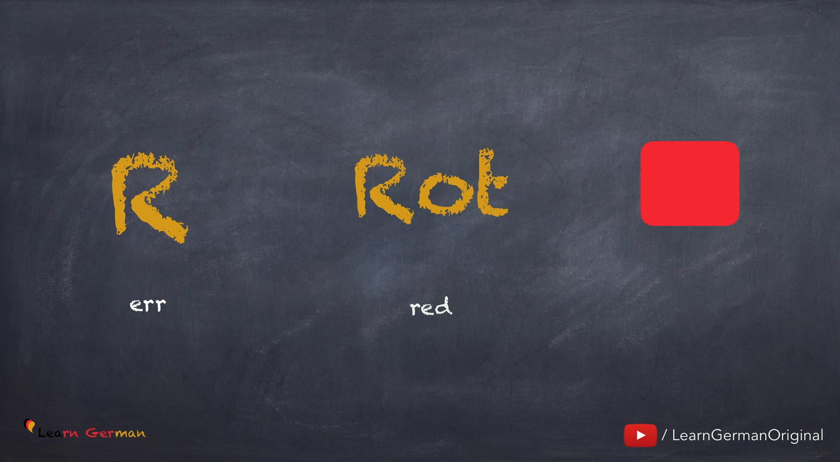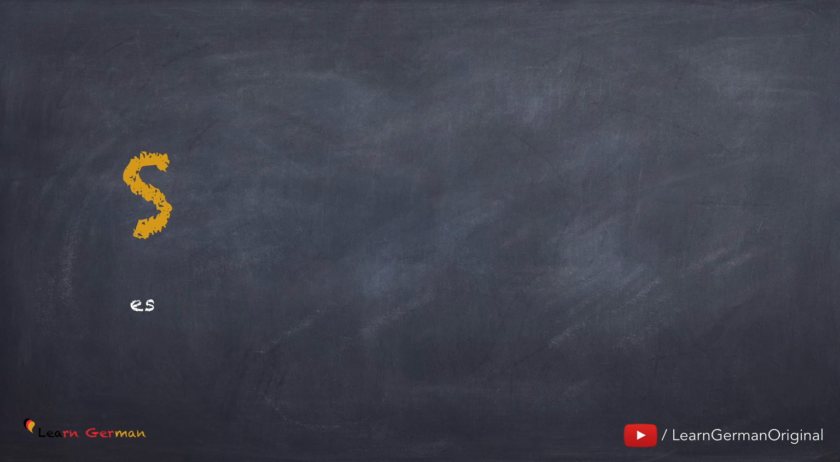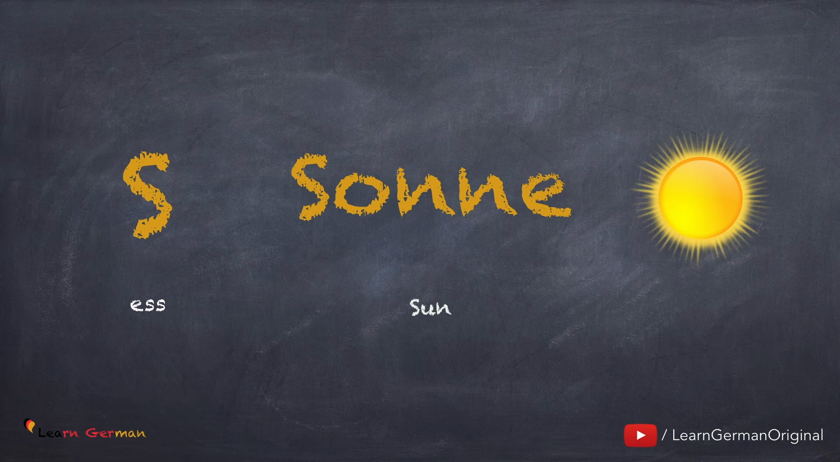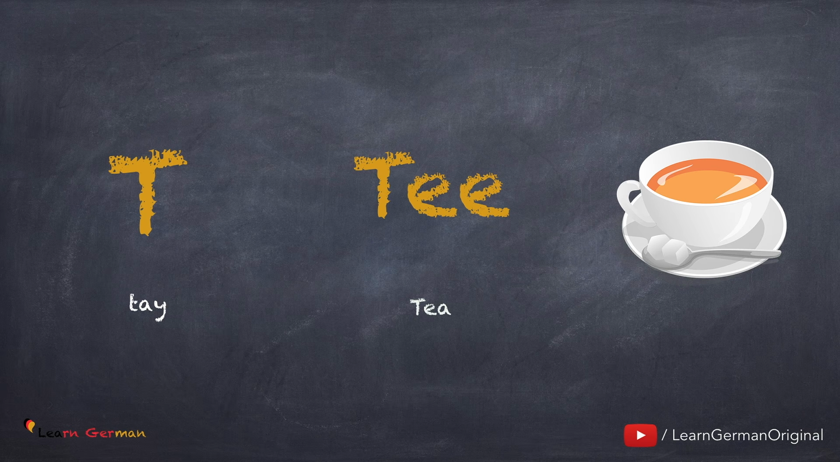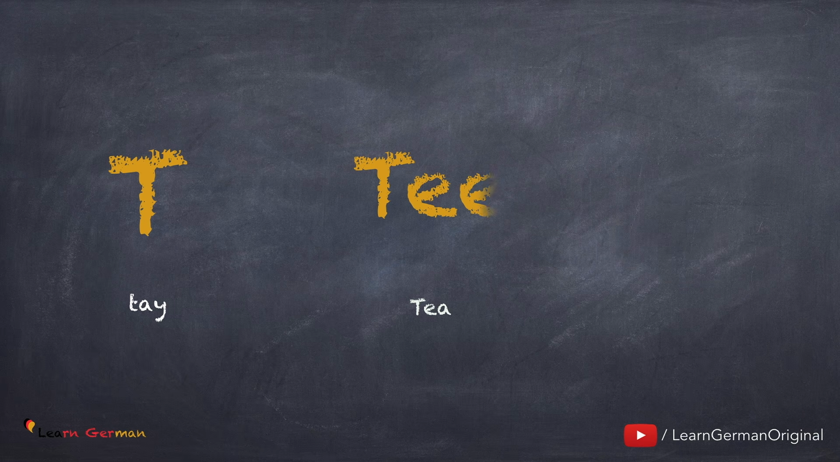R. Rot. S. Sonne. The pronunciation of S is like the English Z. T. Tee. Tee is a little softer than it is in English.